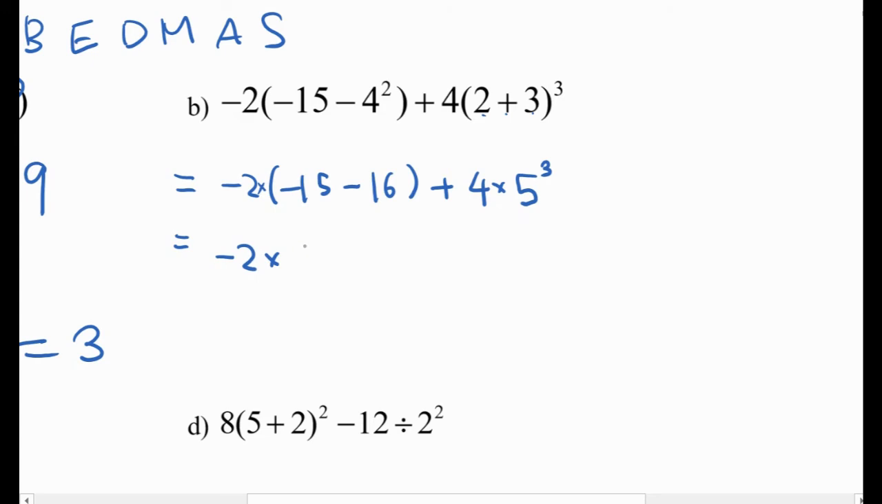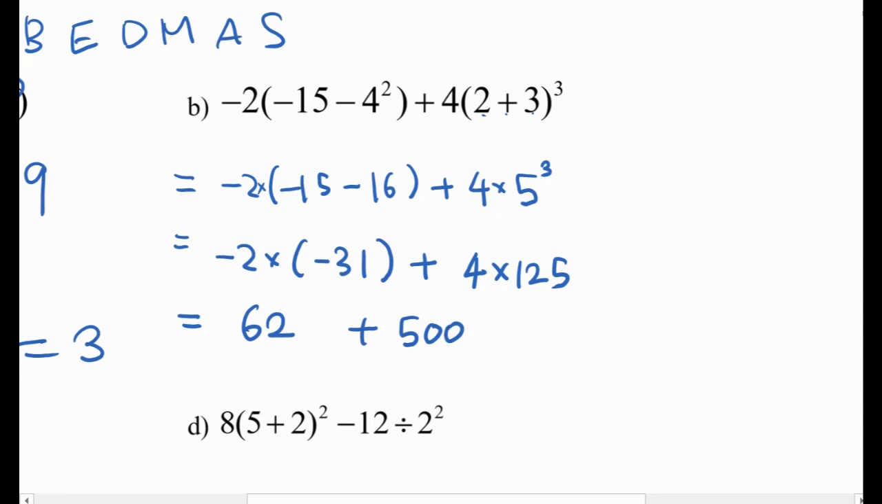Negative 2 times negative 15 minus 16, which is negative 31, plus 4 times 5 cubed, which is 125. Okay, then we have negative 2 times negative 31. So timesing is here, addition here, and timesing here. So we're going to do the multiplication. 2 times negative 31. That is 62. 4 times 125. So if you put this into your calculator, that is 500.